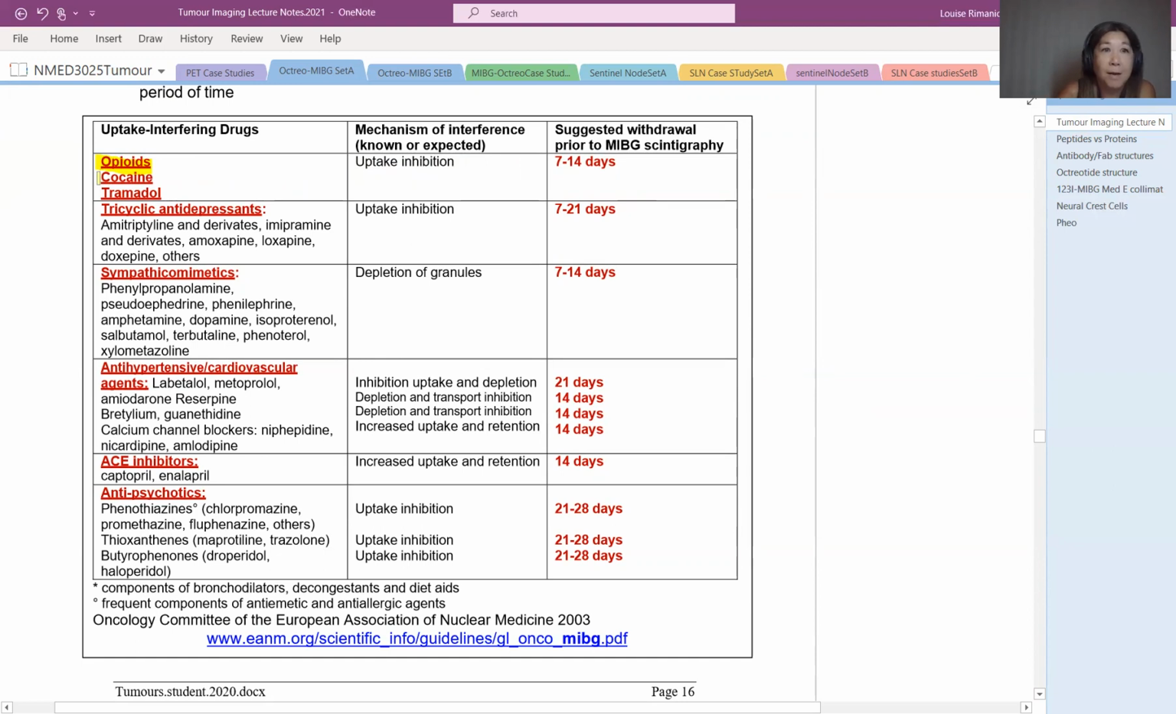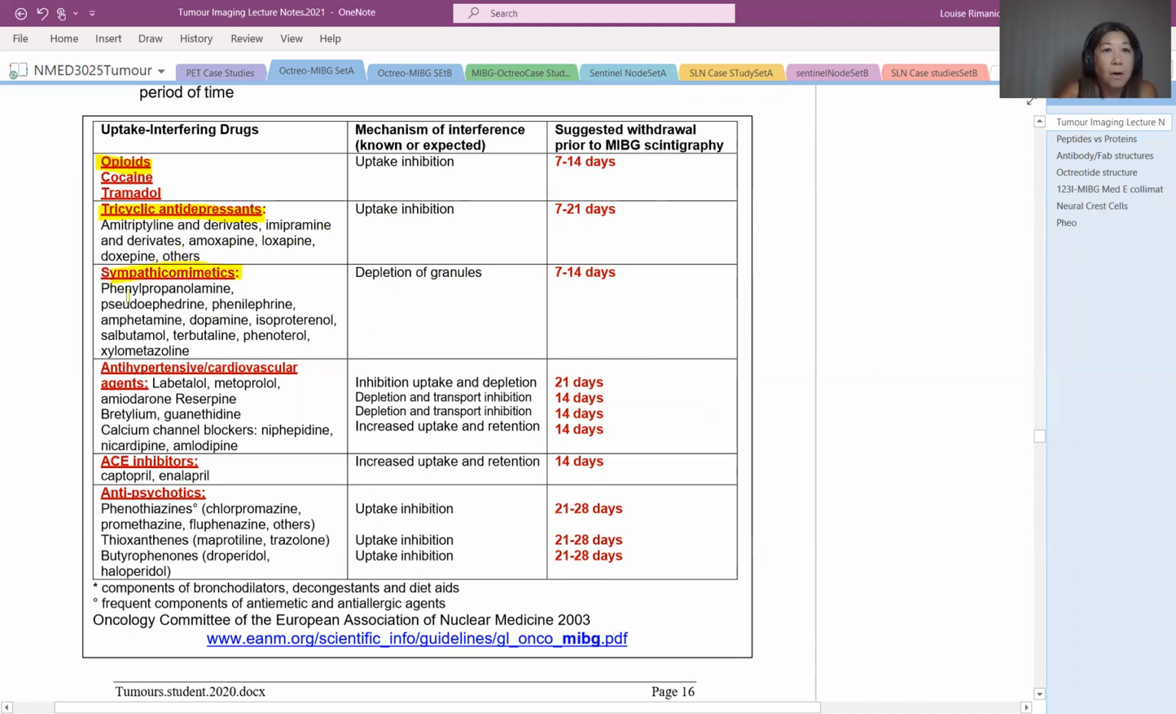Generally speaking, I'm used to the pediatric setting. We didn't have too many cocaine addicts coming in for scans. This may be slightly different if you're working somewhere like St. Paul's, right? So you may need to determine whether they've been off of these drugs that may interfere with MIBG. The tricyclic antidepressants, again, very commonly used. They need to be off of these for 7 to 21 days.